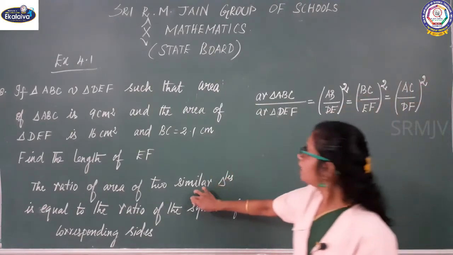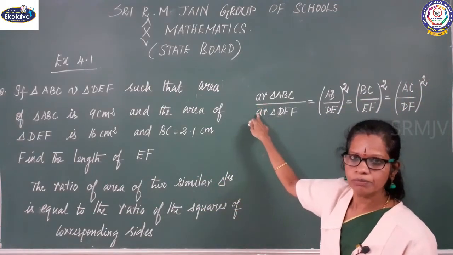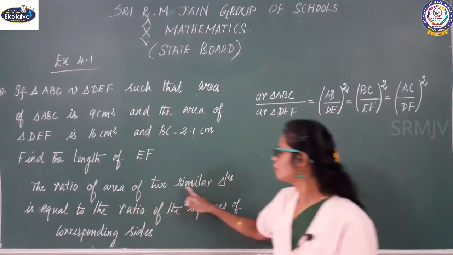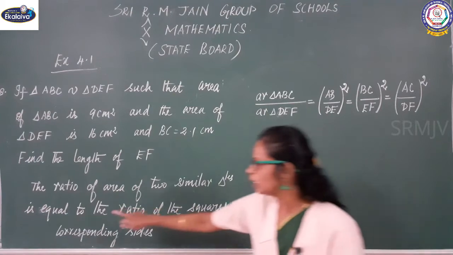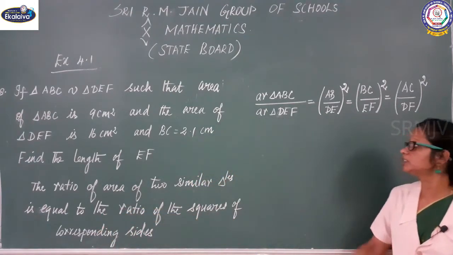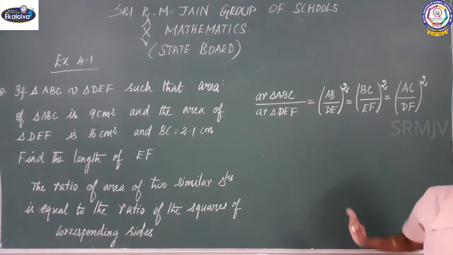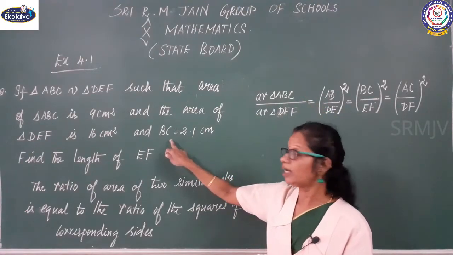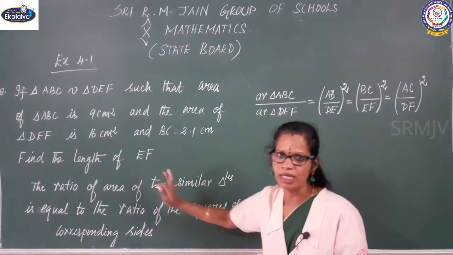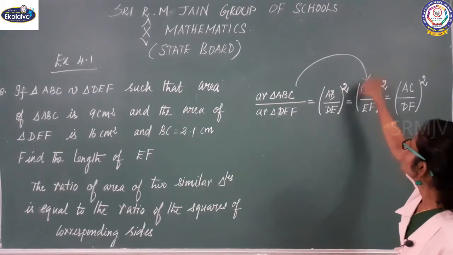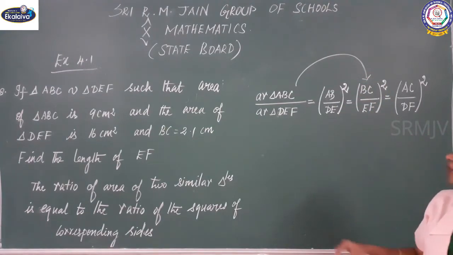The statement I converted into the mathematical format, right? The ratio of the areas of two similar triangles is equal to the ratio of the squares of the corresponding sides. Ratio can be written as a fraction. Here BC value is given, they are expecting to find EF. That means these two alone you have to compare and get the result.